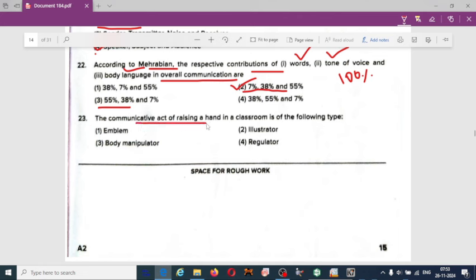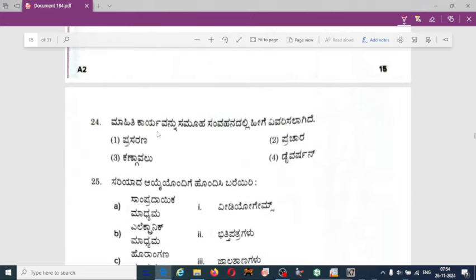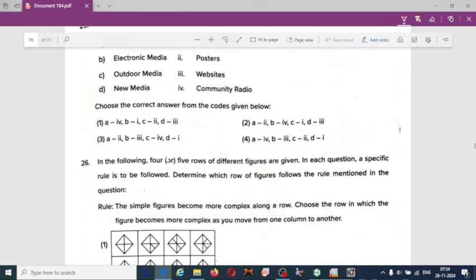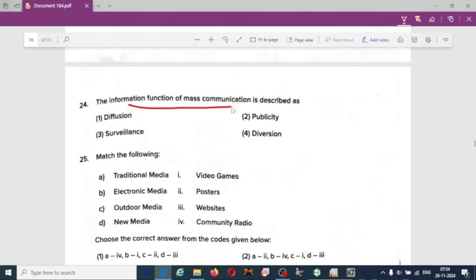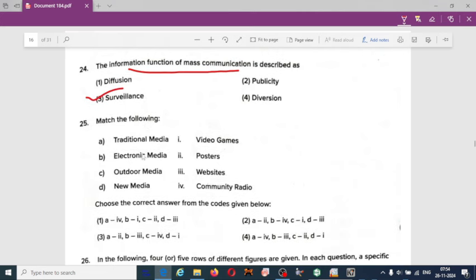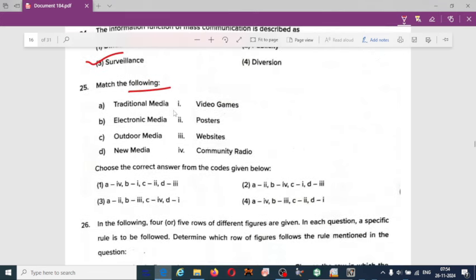The communicative act of raising a hand in a classroom is of the following type: emblem, illustrator, body manipulator, regulator. So it denotes an emblem, meaning you are giving a signal. So option 1 is correct. The information function of mass communication is described as diffusion, publicity, surveillance, diversion. Option 3 is correct.